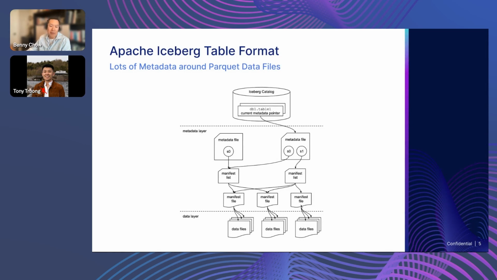And then on top of that, you've got manifest files, where for each manifest file you have a range of partition values, and they point to the data files. That's organized together into your manifest list. And because you have different snapshots of your data, you have these different snapshots, and then finally your catalog points to the most recent version, right? So basically, the table format is a lot of metadata around these Parquet data files.